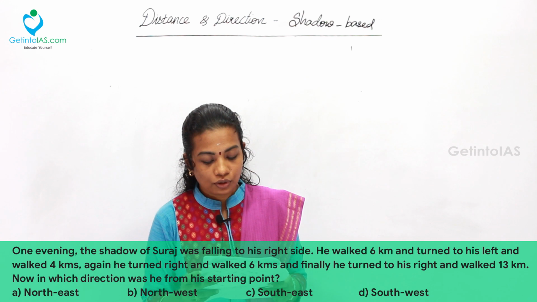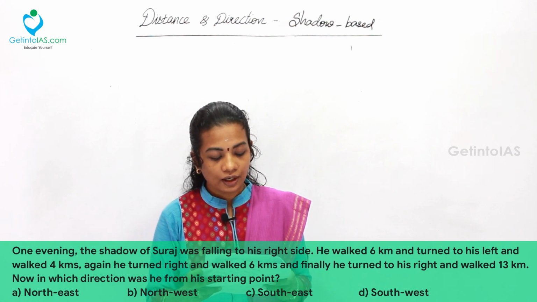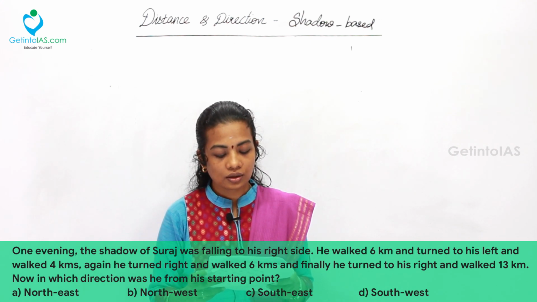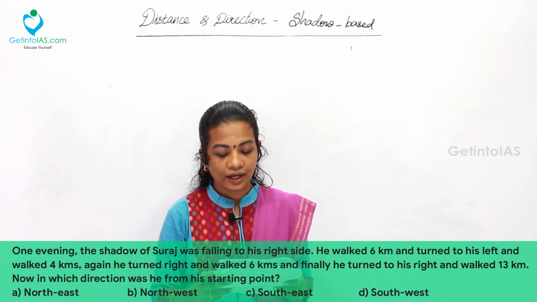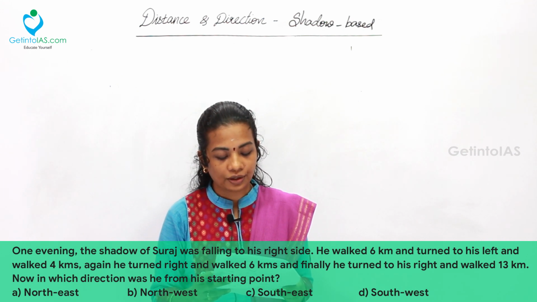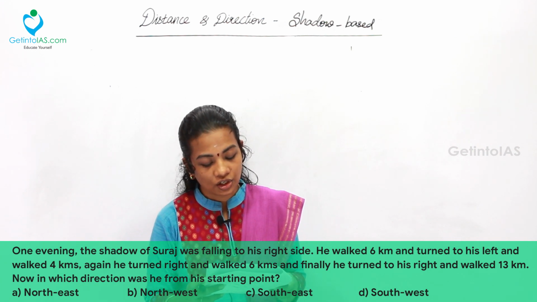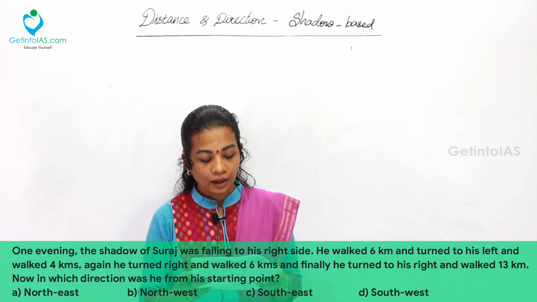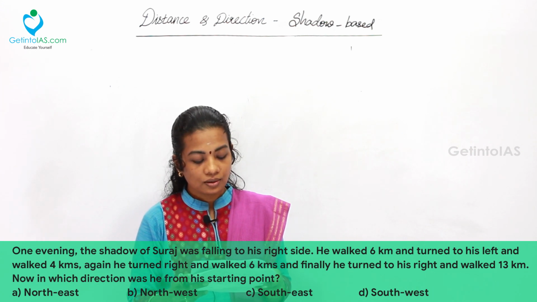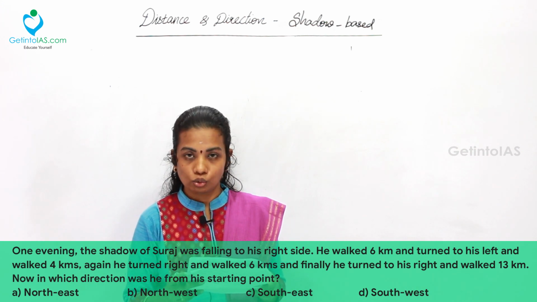The last question. One evening, the shadow of Suraj was falling to his right side. He walked 6 kilometers and turned to his left and walked 4 kilometers. Again he turned right and walked 6 kilometers and finally he turned to his right and walked 13 kilometers. Now in which direction was he from his starting point? A, northeast, B, northwest, C, southeast and D, southwest.